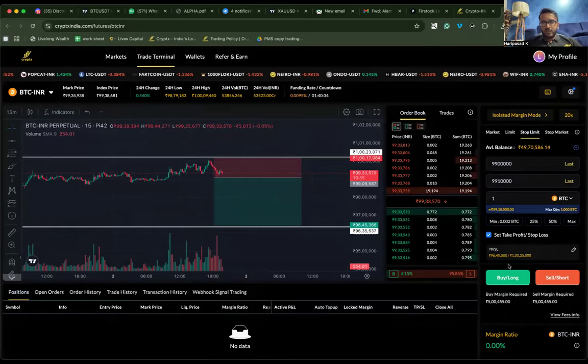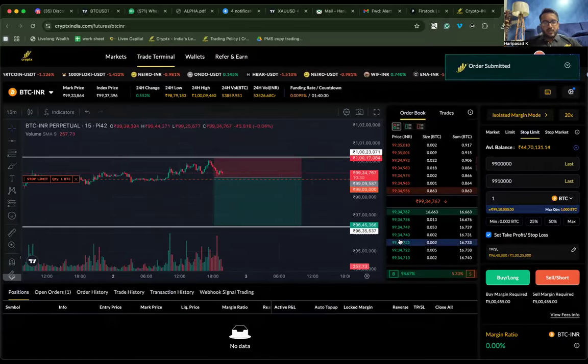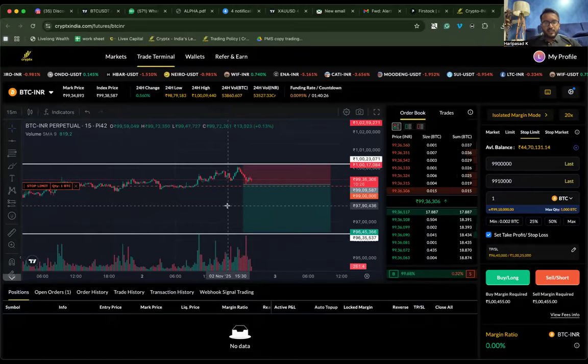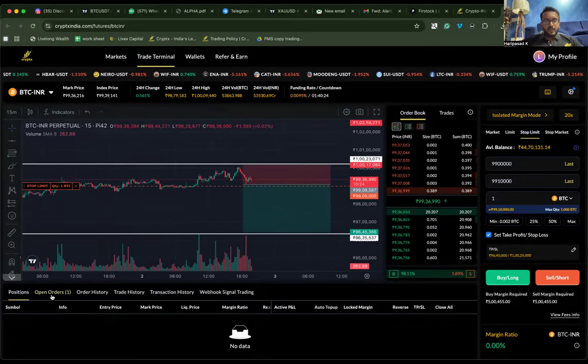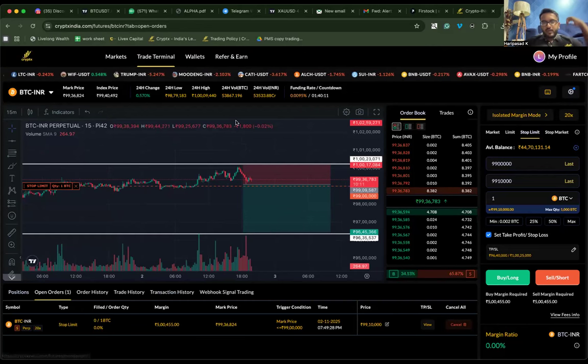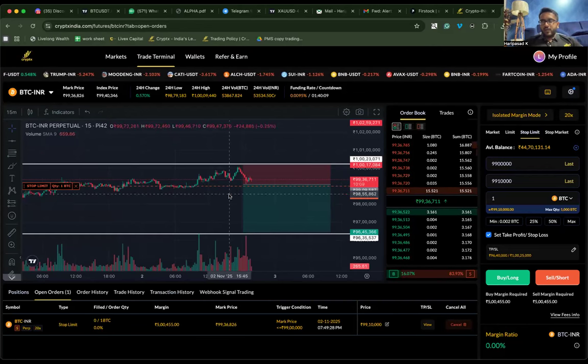Stop loss order though was already preset. So I'll keep a sell short order. And my order has basically gone to the exchange right now. So you can see that my order is actually open. In the open orders category, I could actually see that my order has basically gone in.